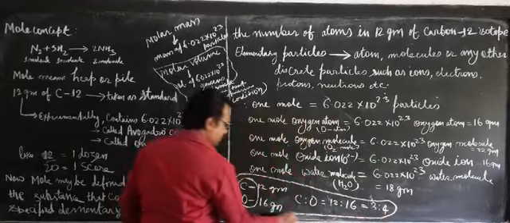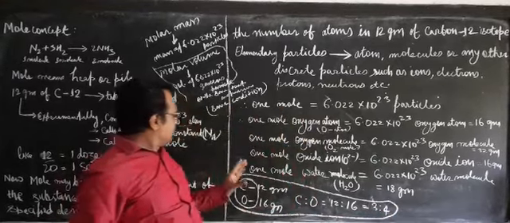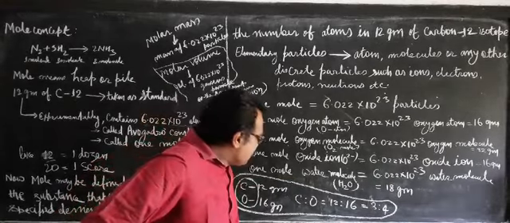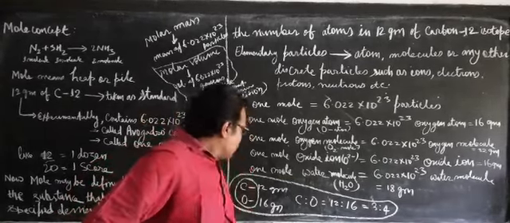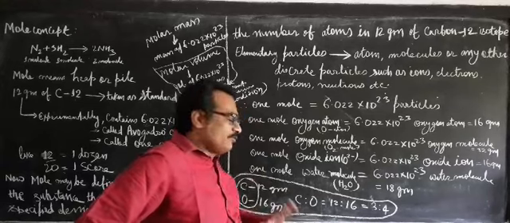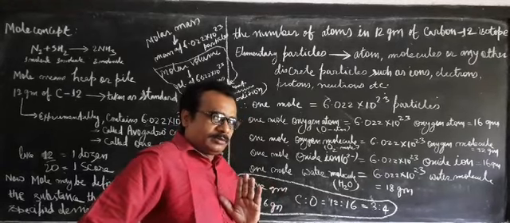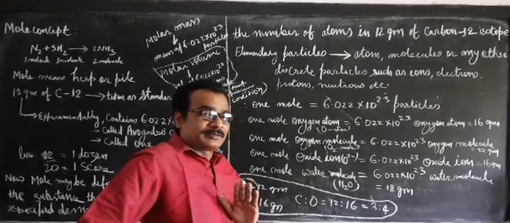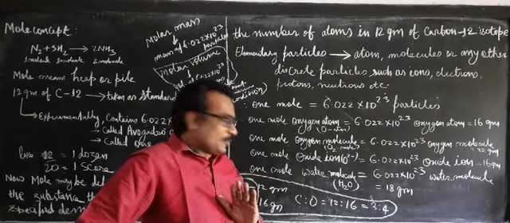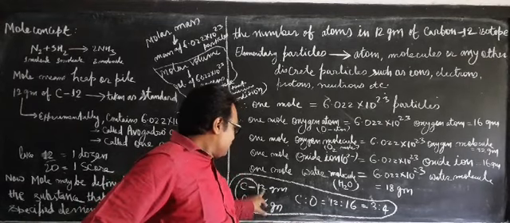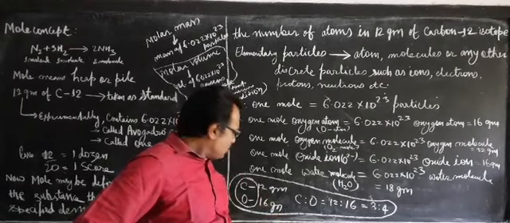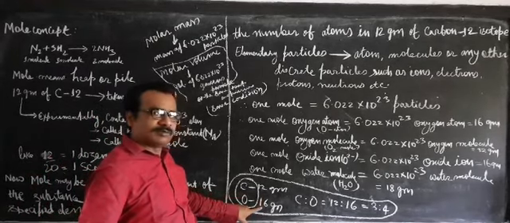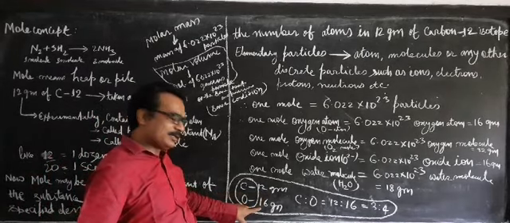So if you take any element in this ratio, 3 is to 4, this carbon and oxygen, if you take them in the 3 is to 4 ratio, you always find the same number of particles. Like here we have taken 12 gram, 16 gram. Instead of taking 12 gram and 16 gram, we will take 24 gram and 32 gram.